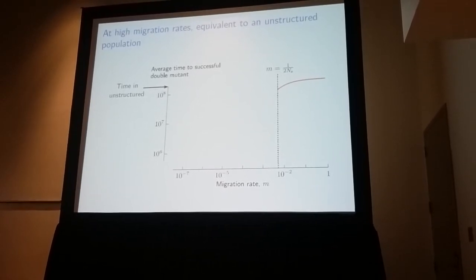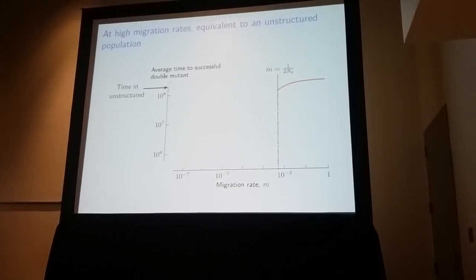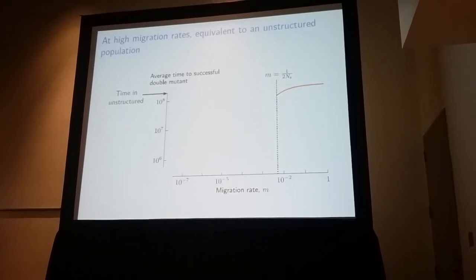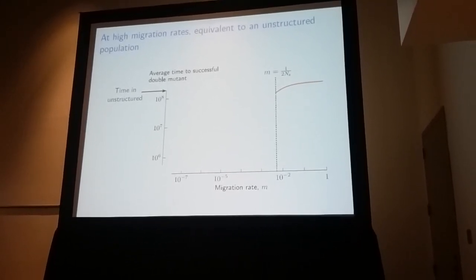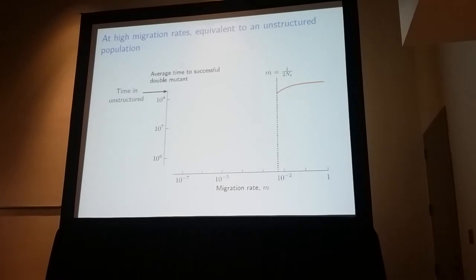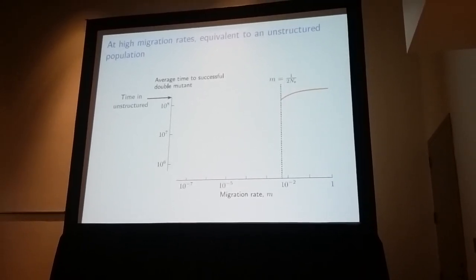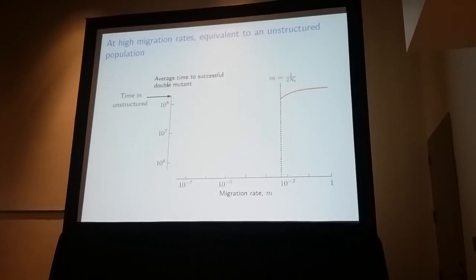What we see is that at high migration rates, there's almost no effect of subdivision. The average time until the successful double mutant occurs is basically the same as in an unstructured population with the same total size. And there's no effect until we get to this threshold of a migration rate of 1 over 2Ne generations, which many of you will be familiar with as the classic result for when you get genetic differentiation in the neutral island model.